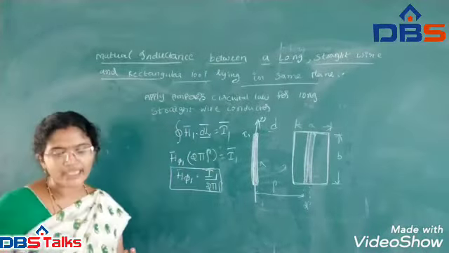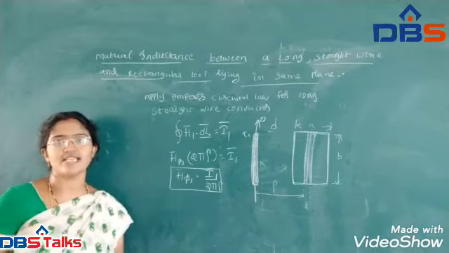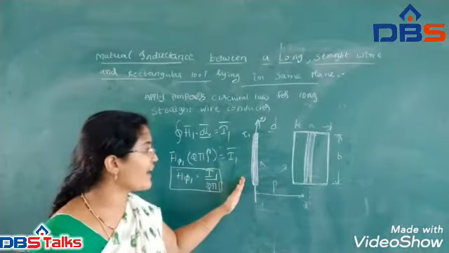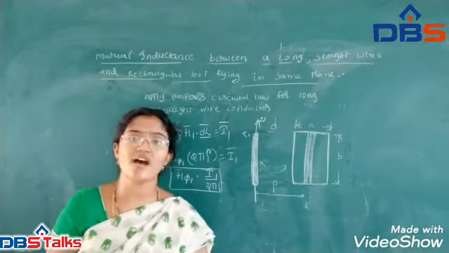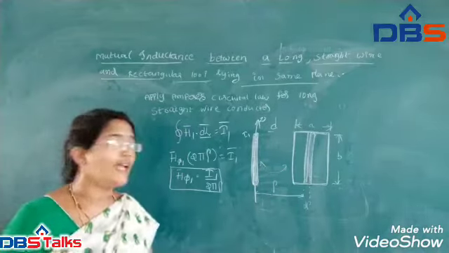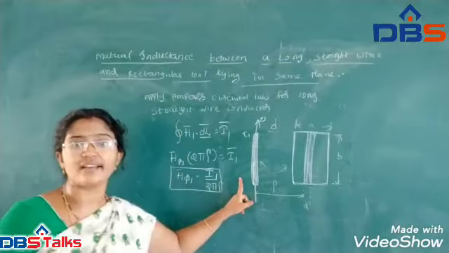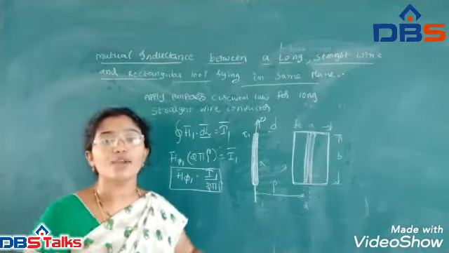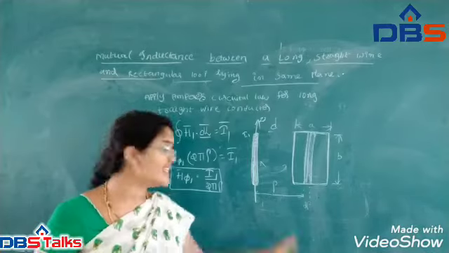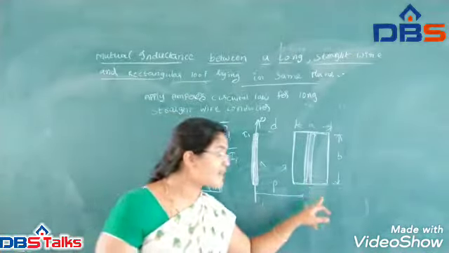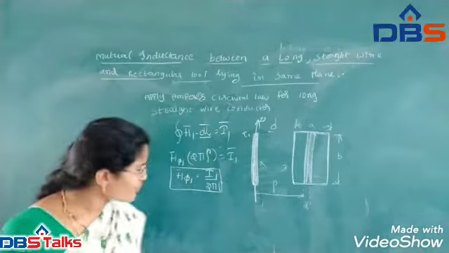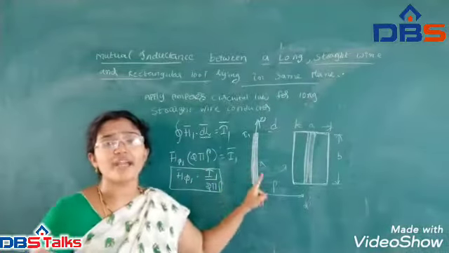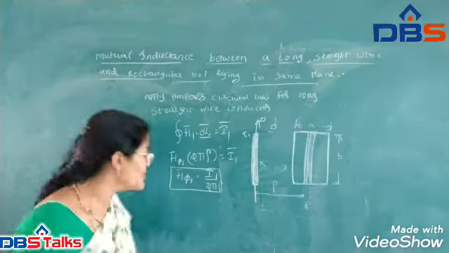Now you can write the magnetic flux density of a long straight wire conductor. Assume this is one conductor and the rectangular loop is another conductor. H1 is the magnetic field intensity of this conductor and H2 is that of the other conductor, and the magnetic flux densities are B1 and B2. First, consider the magnetic flux density of this long straight wire conductor due to current I1.